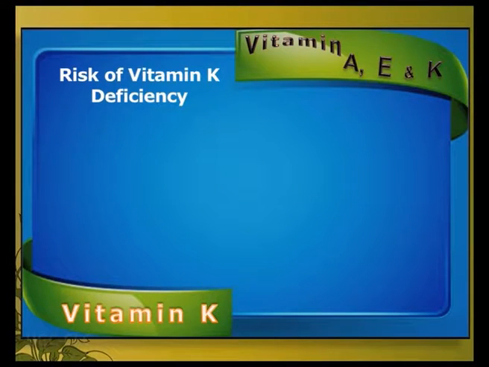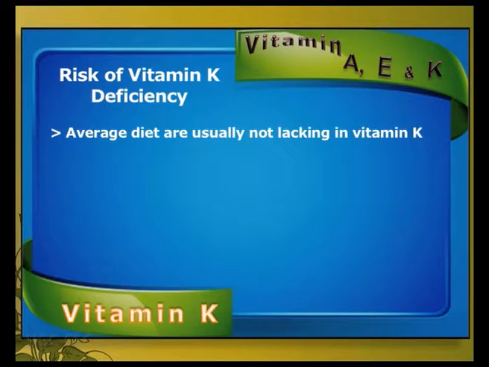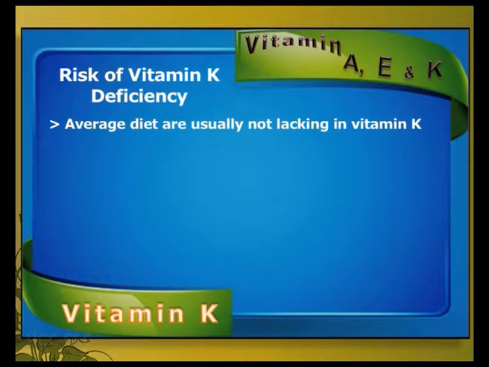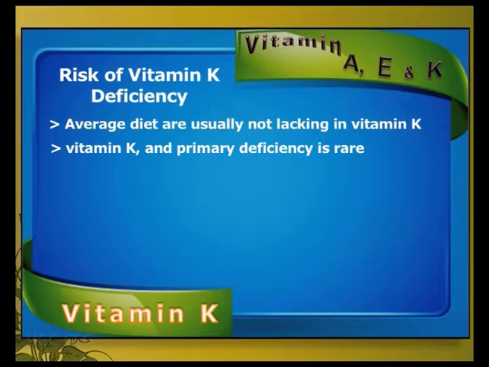Risk of vitamin K deficiency. The average diet does not normally lack vitamin K because vitamin K is present in green leafy vegetables and almost in all parts of the globe. Even poor people have leafy vegetables in their diet. And on top of that, vitamin K is also produced by intestinal bacteria in our body. Thus, vitamin K deficiency is rare.